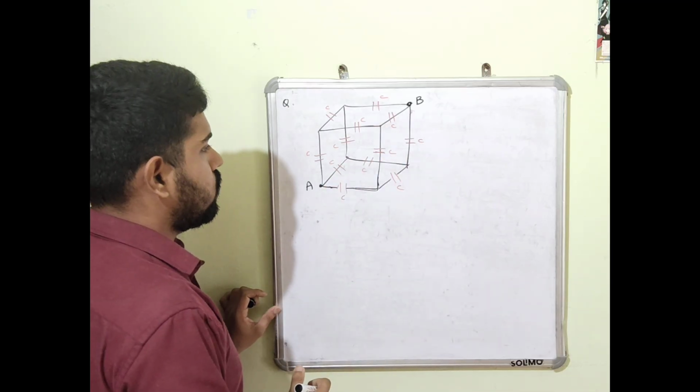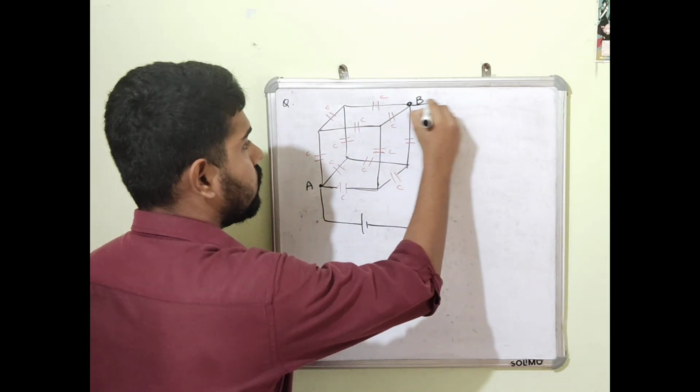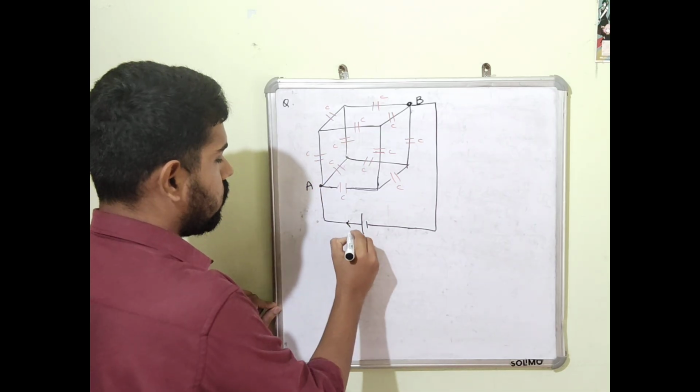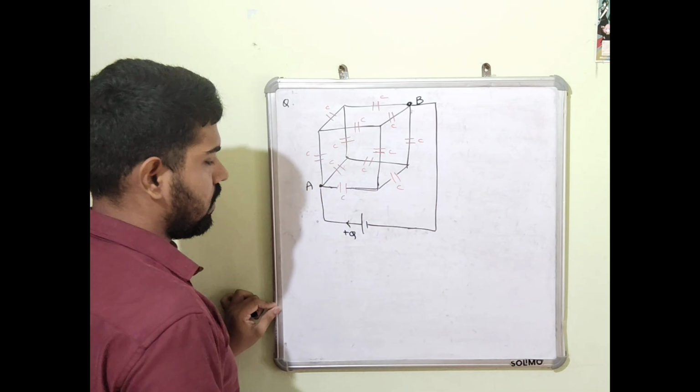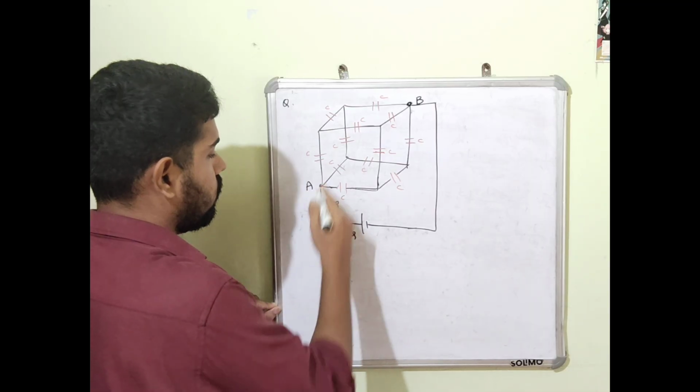Before that, we can connect a battery or a cell between these 2 points. So this is our initial step. Then let us draw a plus q current from this positive terminal. This plus q charge, not current. Then this plus q charge will go in this direction.